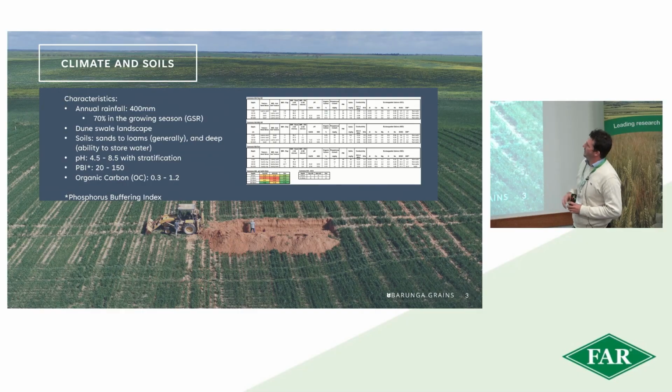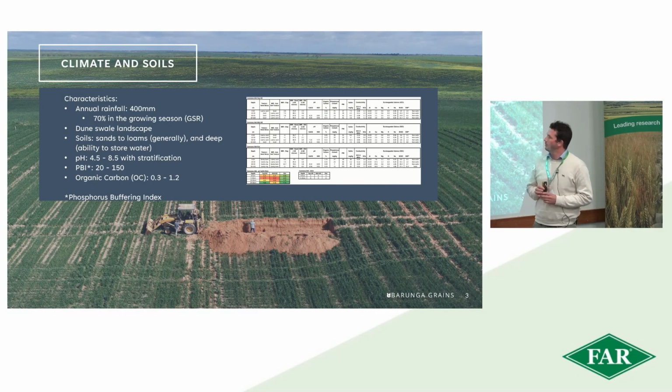This is a soil test we get. 400 mil rainfall country. Most of it does land in the growing season. It's a dune swale landscape, so we've got hills that are sandy soils and our flats are sort of higher textured soils. We'd call them loams to clays, but they're not really. They're probably sandy loams to loamy sands. What do you call your hills? Yeah, sand.